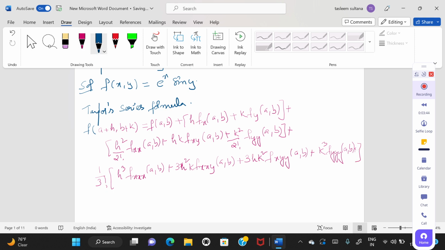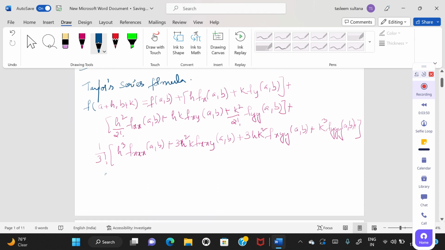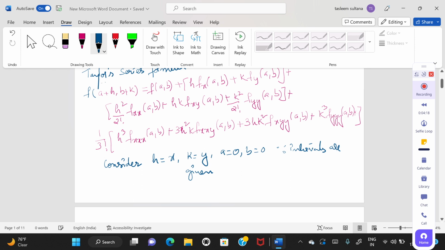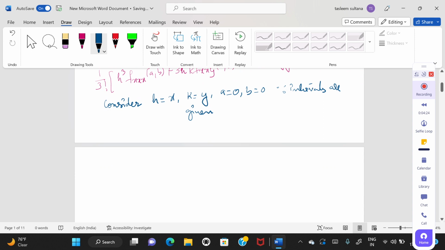Here, since the intervals are not given in this question, we will consider h is equal to x, k is equal to y, a is equal to 0, b is equal to 0. When intervals are not given, you consider a equal to 0 and b equal to 0. Then this Taylor series formula changes to the Maclaurin series.